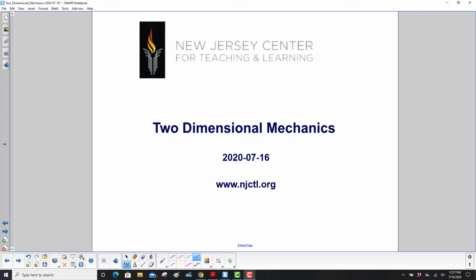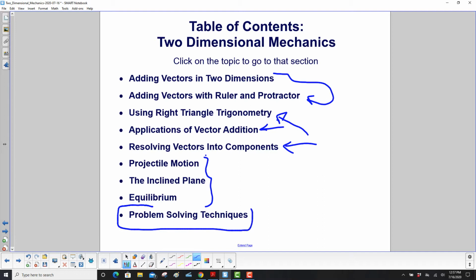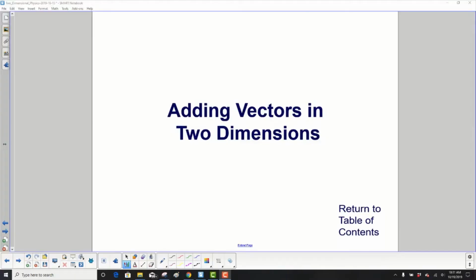Two-dimensional mechanics. We're going to start with how do we add vectors in 2 dimensions. And we're going to show a couple different ways to do it. One is with a ruler and a protractor. Then the other is using right-angle trigonometry. Then we'll talk about how we can add vectors, resolve them into components, and then 3 different problem types of things here: projectile motion, the inclined plane, and equilibrium. And finally, we'll work out some problems in great detail. Adding vectors in 2 dimensions.